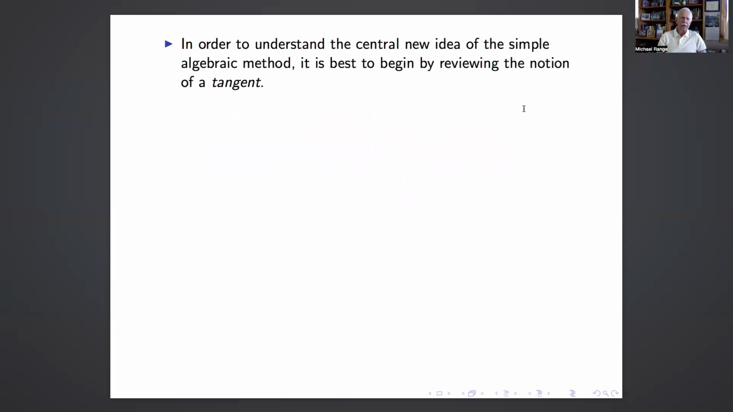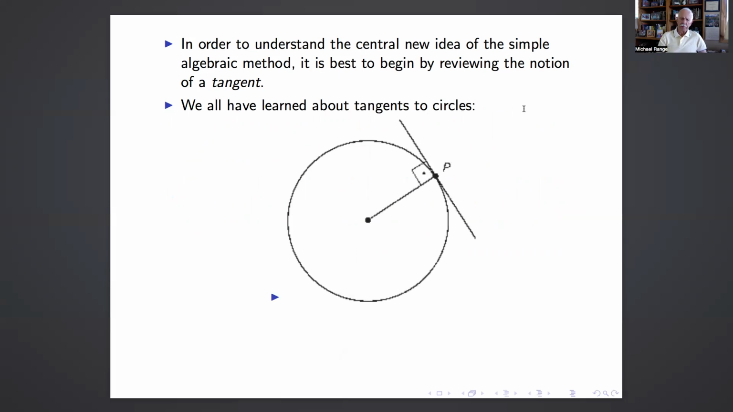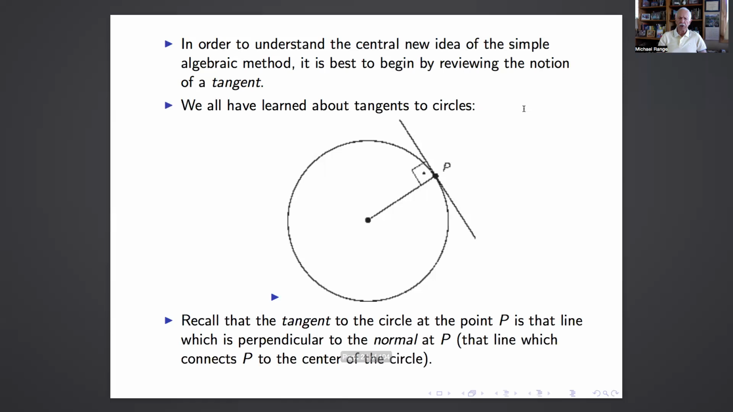In order to understand the central new idea of the simple algebraic method, it is best to begin by reviewing the notion of a tangent. We all have learned about tangents to circles. Here's a picture, and recall that the tangent to the circle at the point P is that line which is perpendicular to the normal at P. The normal is that line which connects the center to the point P, and the line perpendicular to it is a tangent.